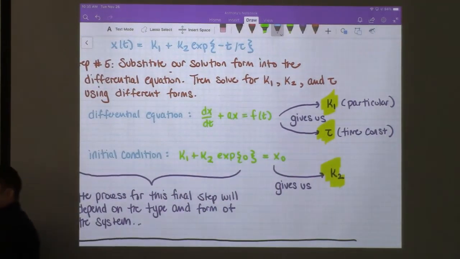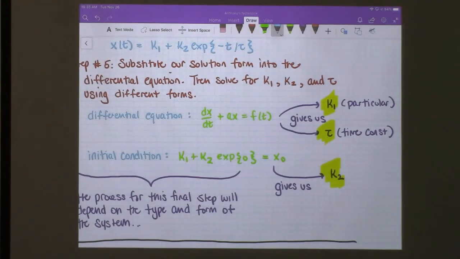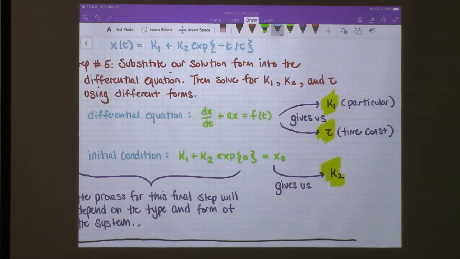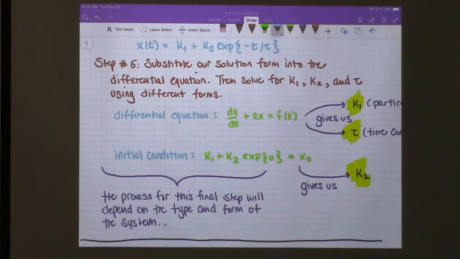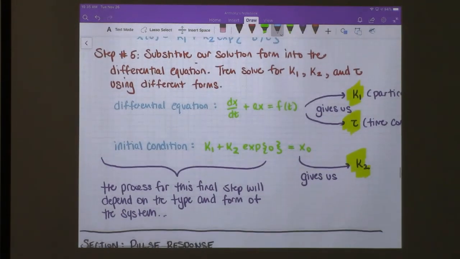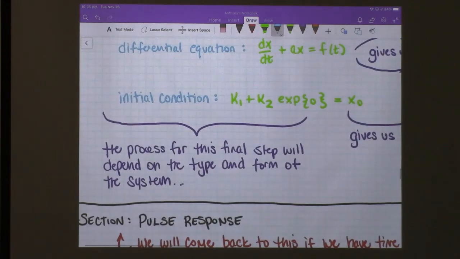But that's the general process. I mean, we've gone over it a bunch of times. The process for this final step will depend on the type and form of the system. So doing some homework examples, first going over the examples that we did in class, and then continuing that and supplementing that with homework problems will help.